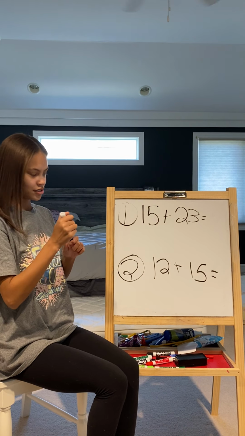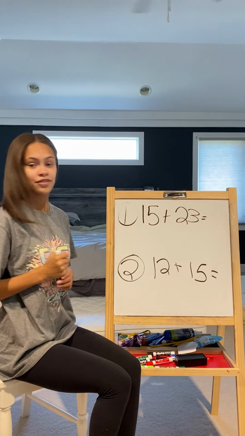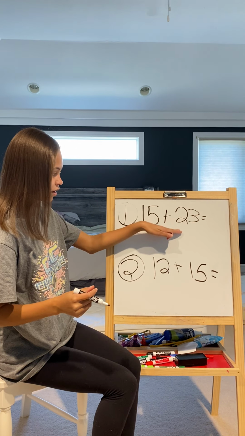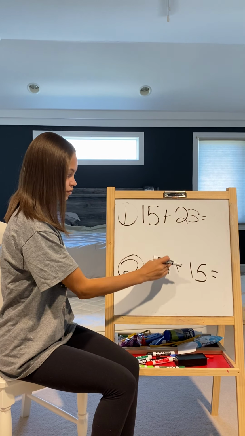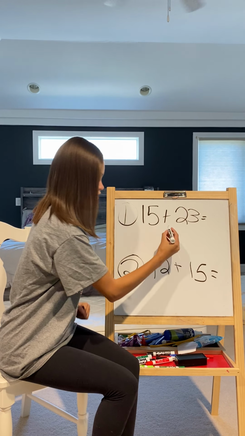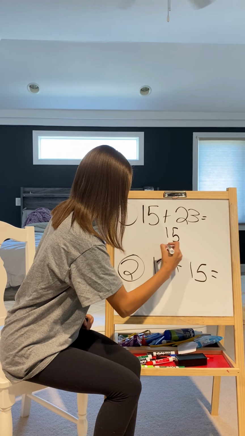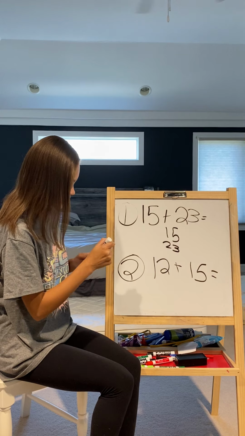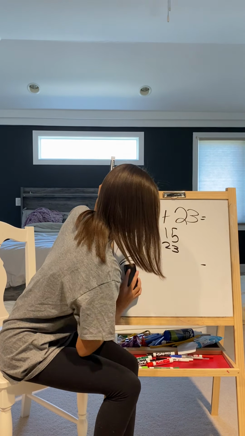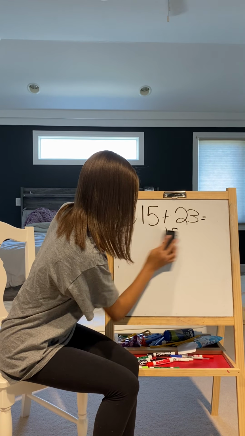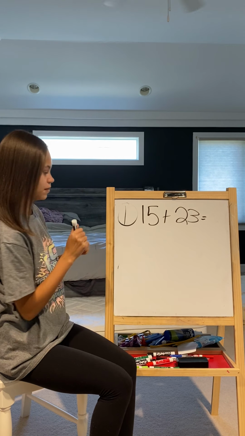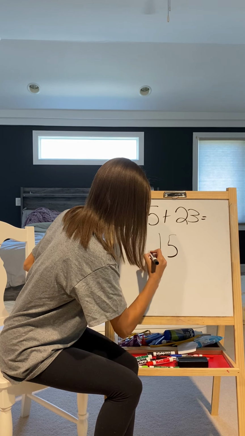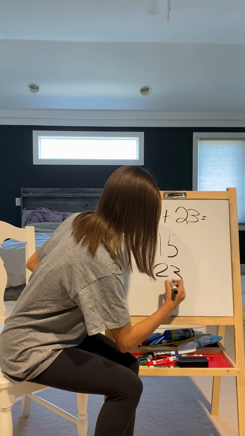Okay, so we have 15 plus 23 for the first one. So we are going to line those up, top and bottom. So we're going to do 15 on top and 23 on the bottom. It's a little hard to see, so I'm just going to erase this one so I can make the numbers a little bit bigger. So I'm going to do 15 plus 23.